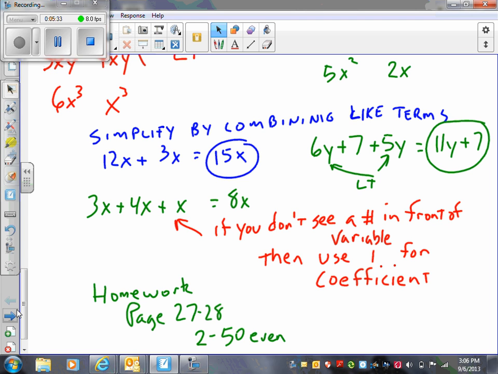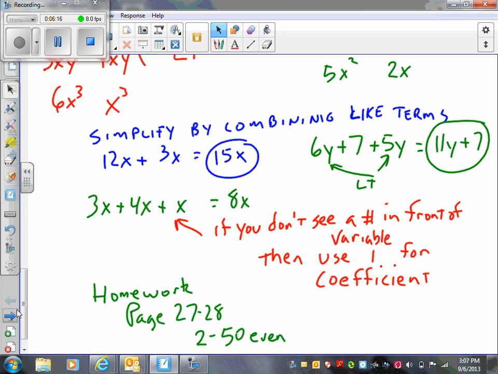Now this next example you've got to pay attention to, because you're going to have several like that. If I have 3x plus 4x plus x, it's not 3 plus 4 is 8. If you do not see a number in front of the variable, we call that a coefficient. If you don't see a coefficient, then it is automatically assumed to be 1, because you have 1x there. 3x plus 4x is 7x. 7x plus 1x is 8x. You may remember in middle school you might have used algebra tiles to represent those. Or you can do it with dollars. Slap $3 out there, slap $4 out there, slap another dollar out there, add them all up, you have $8.